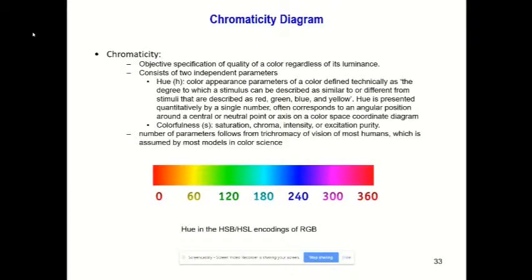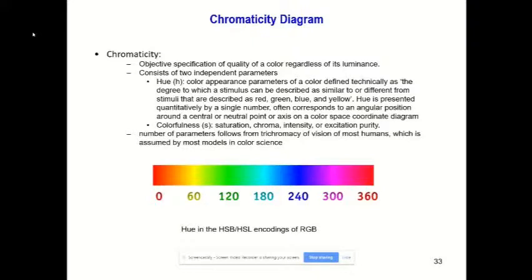Okay, let's talk about the chromaticity diagram. Basically, the term chromaticity refers to the quality of color independent of brightness. The chromaticity diagram is an objective specification of the quality of colors independent of the luminance of the colors. This chromaticity diagram consists of two parameters. The first parameter is the hue, the H.